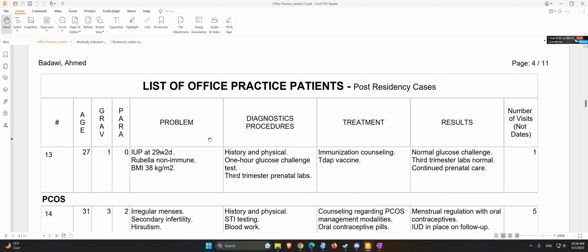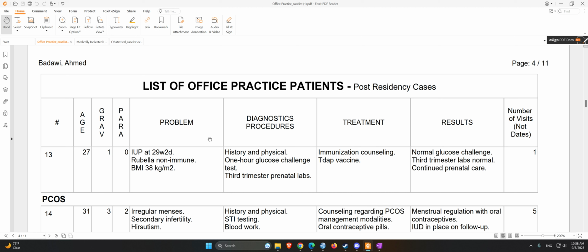Okay, for your workup, you said you did labs. What kind of labs do you order for a patient with abnormal uterine bleeding? Usually for someone who's 45, I order a CBC with differential, and then a type and screen and a coagulopathy workup, such as just a PT and PTT.